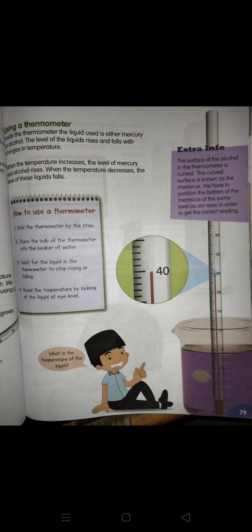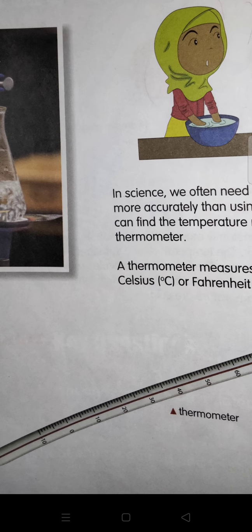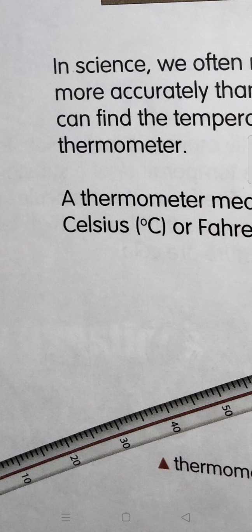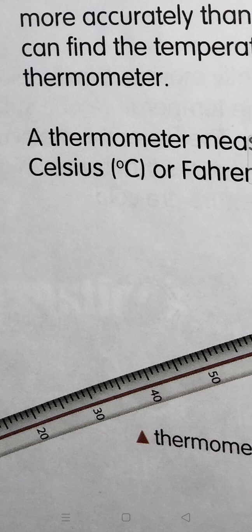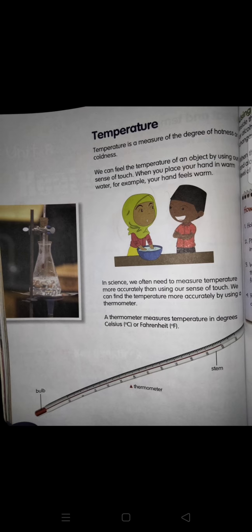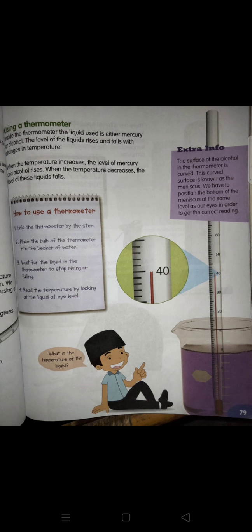Now how can you use a thermometer? Using a thermometer. So inside the thermometer, the liquid used is either mercury or alcohol. As you can see here, inside the thermometer, there is a liquid which is either mercury or alcohol. So the level of the liquid rises and falls with changes in temperature.